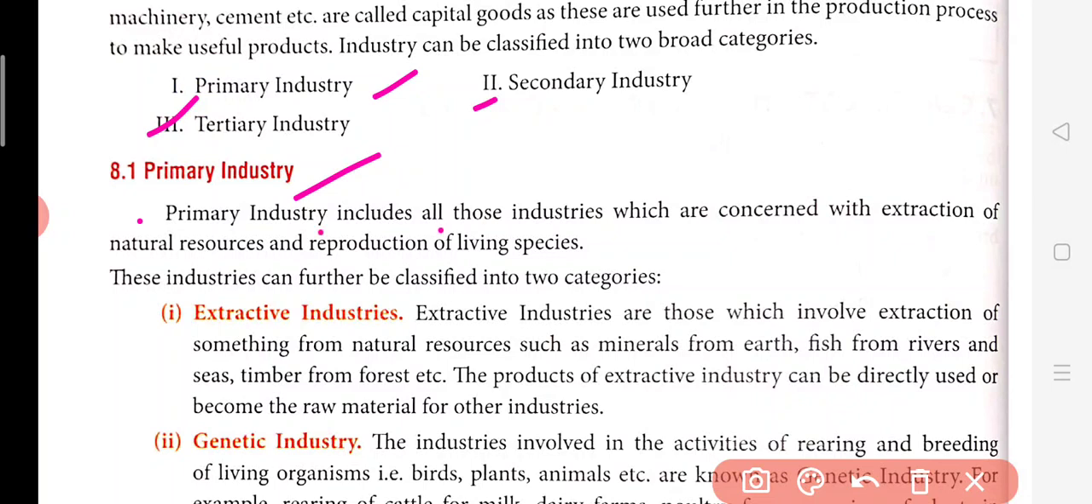Primary industry includes all those industries which are concerned with the extraction of natural resources and reproduction of living species. Now, this type of industry is basically based on the extraction of natural resources or somehow connected with nature. These industries can further be classified into two categories: extractive industries and genetic engineering.